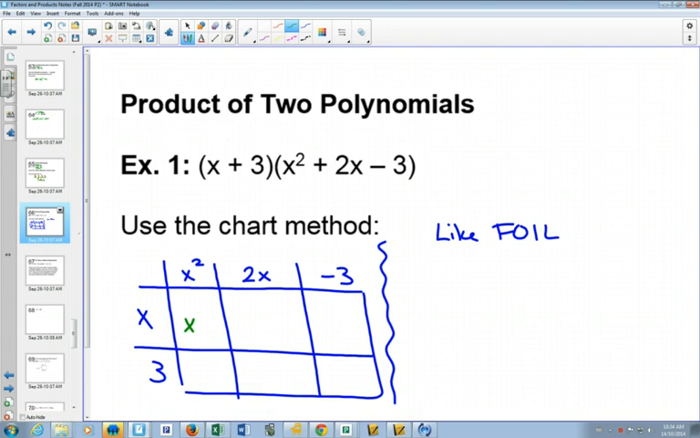X times x squared would be x cubed. X times 2x, 2x squared. X times minus 3, minus 3x. 3 times x squared would be 3x squared. 3 times 2x would be 6x. And 3 times negative 3 would be negative 9.